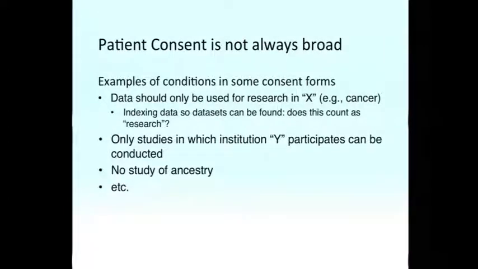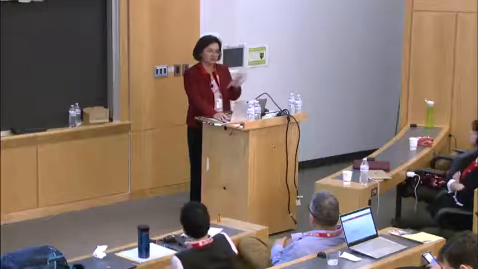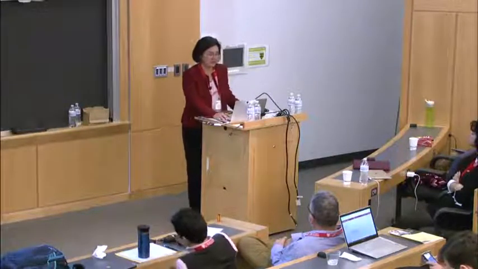So we ran into trouble when trying to index data sets like that because we're not even permitted access to the data themselves, just to the envelope. Indexing data so data sets can be found shouldn't count as research, but unfortunately, data access committees from dbGaP and other very large repositories would consider that to be so. Sometimes you have only studies in which institution Y participates. No study of ancestry in many of these studies, and also the destruction of data being necessary.